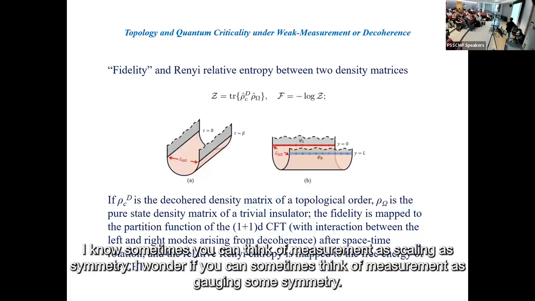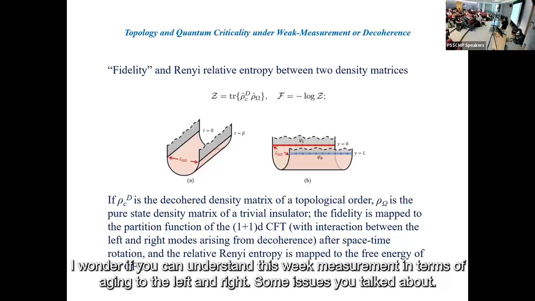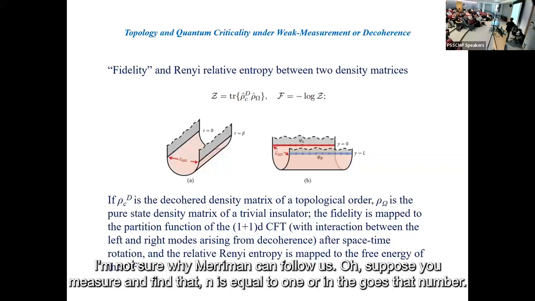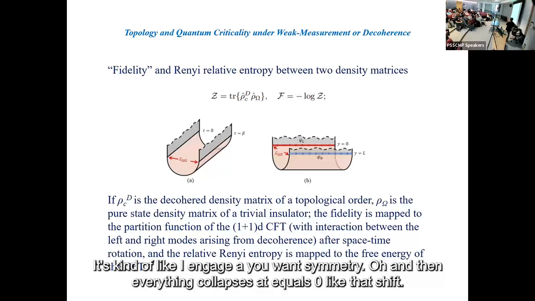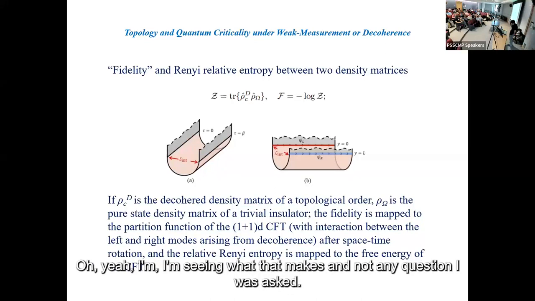I know sometimes you can think of measurement as gauging a symmetry. I wonder if you can understand this weak measurement in terms of gauging the left and right symmetries you talked about. Sorry, I'm not sure why measurement can be thought of as gauging. Suppose you measure and find that n is equal to 1, where n is a boson number. It's kind of like I can gauge a U(1) symmetry, and then everything collapses to n equals 0, and I can shift to n equals 1. I'm thinking about the mixed anomaly question that was asked to the right of the room.